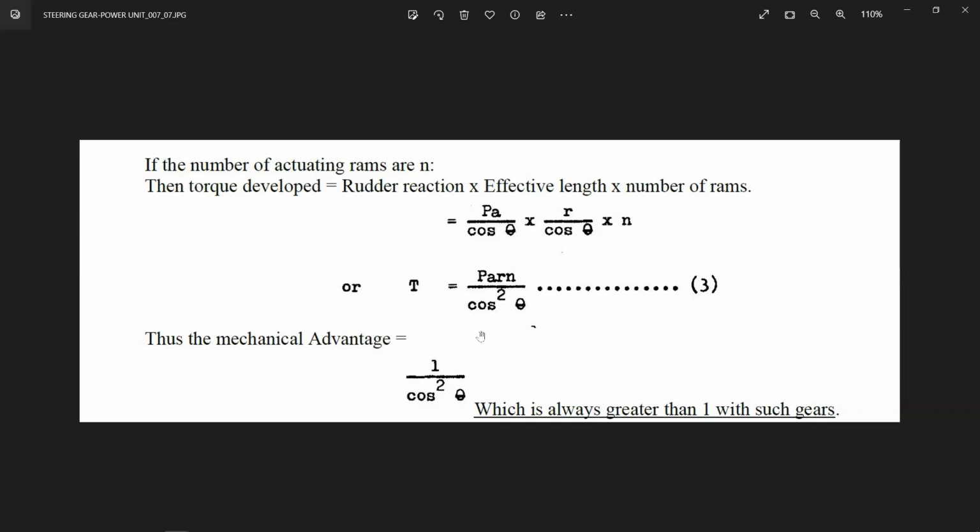Let me just do cos 35. So cos 35 squared is 0.67, and 1 divided by that becomes 1.1, 1.2 or something mechanical advantage. So maximum angle 35 degrees, the mechanical advantage is somewhere around 1.2, 1.15 as per the angle. So this is the mechanical advantage for the Rapson slide type of steering gears, the ram type steering gears basically.